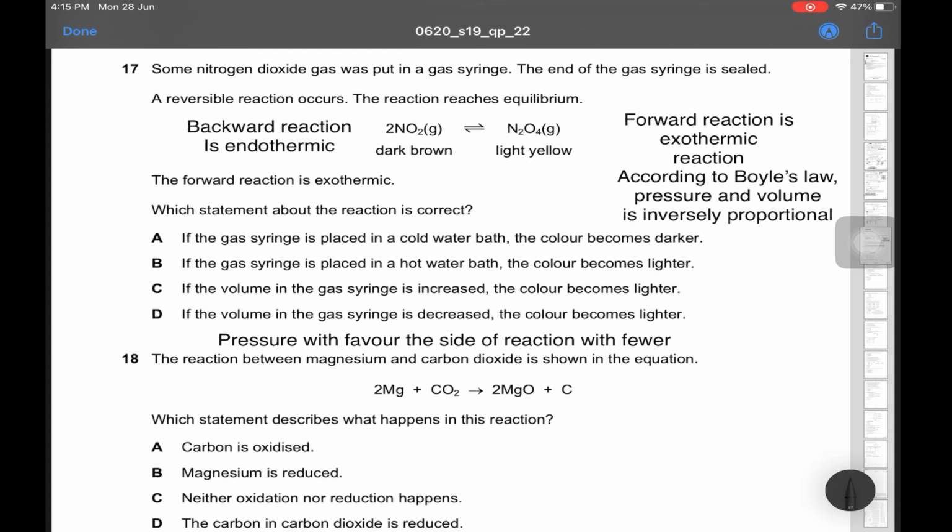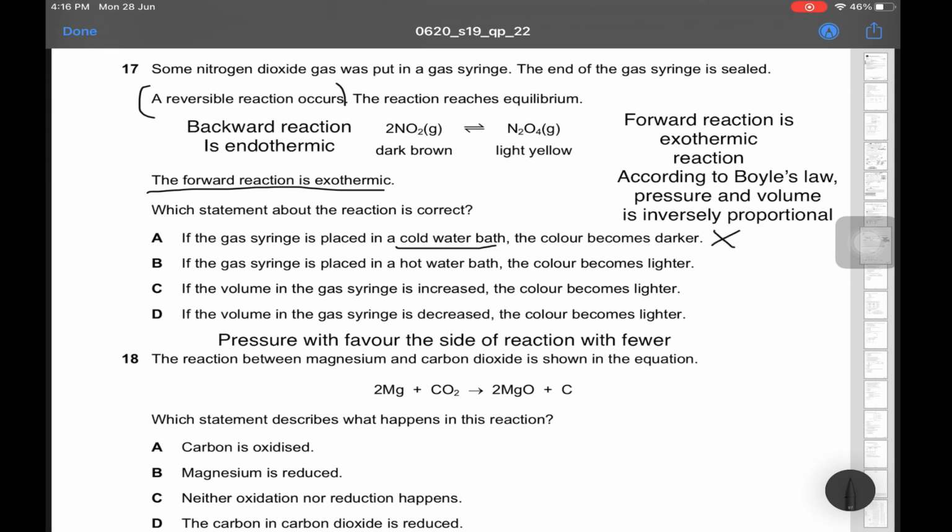Now, for question number 17, some nitrogen dioxide gas was put in the gas ring, and the end of the gas ring is sealed. And this is a reversible reaction. And the forward reaction is exothermic. Now, normally for a reversible reaction, when the forward reaction is exothermic, the backward reaction will be endothermic. Now, let's check which statement about the reaction is correct. The gas ring is placed in the cold water bath, the color becomes darker. Well, when it's placed in a cold water bath, it has a lower temperature and will not favor the backward reaction. It will actually shift to the forward reaction.